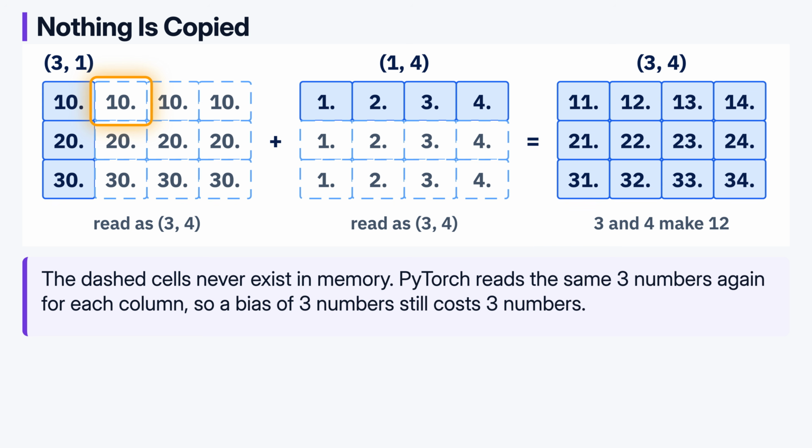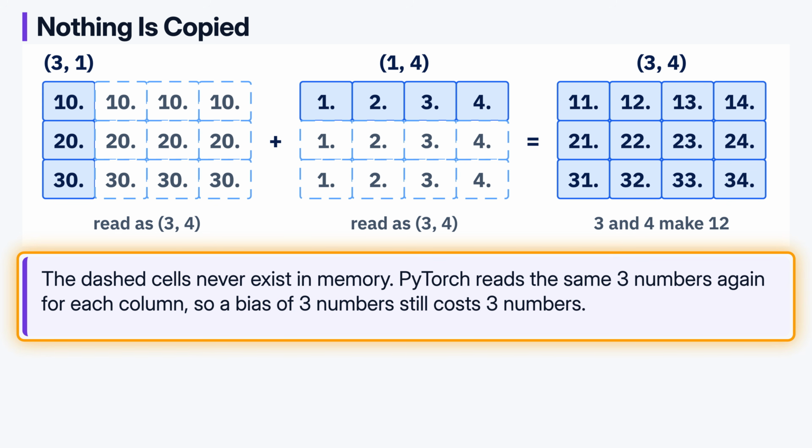Now the important part. Those dashed cells never exist in memory. PyTorch reads the same 3 numbers again for each column. So a bias of 3 numbers still costs 3 numbers. Broadcasting adds no extra memory.